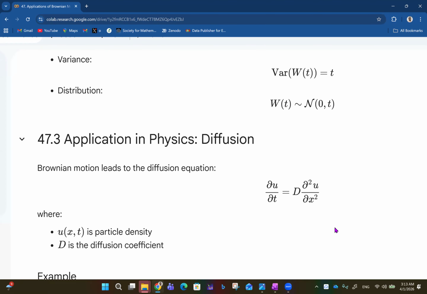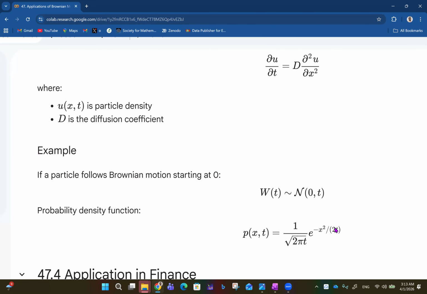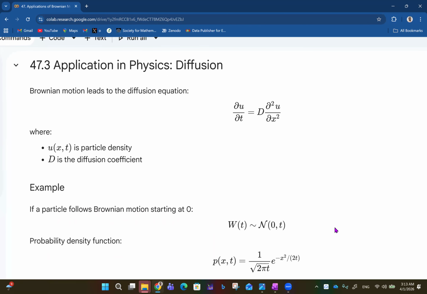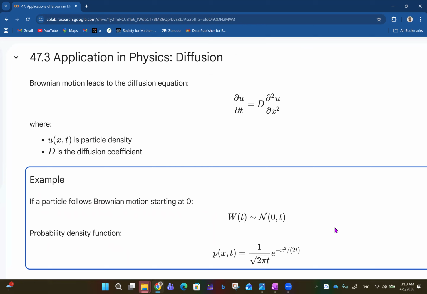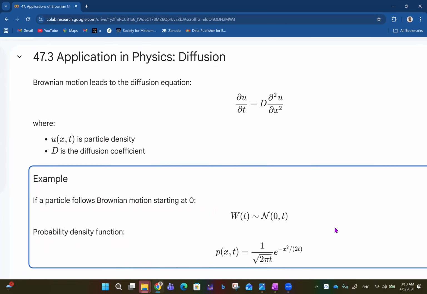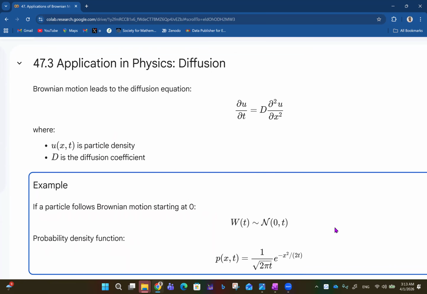That's the distribution. So then talking about the applications, that's exactly the purpose of this video. We have application in physics, where we talk about diffusion, like when you spray perfume and you have that spreading over the space. So Brownian motion leads to the diffusion equation, partial u partial t equals D partial squared u partial x squared, where u of x comma t is particle density and D is the diffusion coefficient.